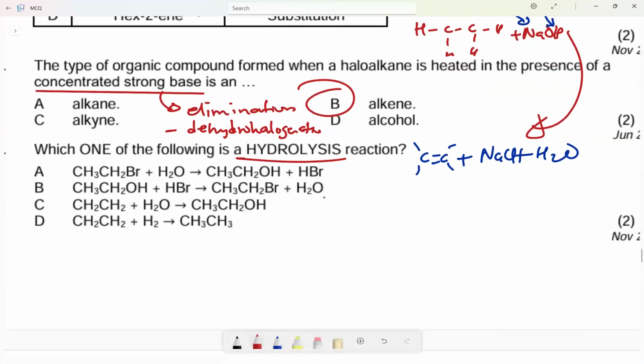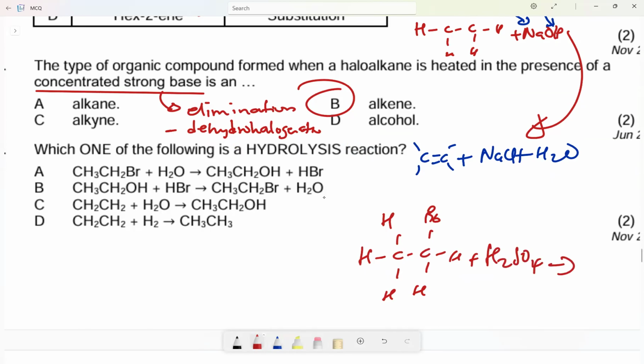Which one of the following is hydrolysis? Remember, hydrolysis is when I move from haloalkane, in the presence of H2SO4 or H2O, to form alcohol. It needs to form me an alcohol plus HBr.